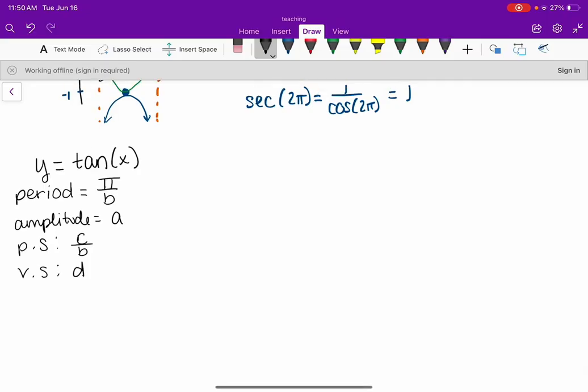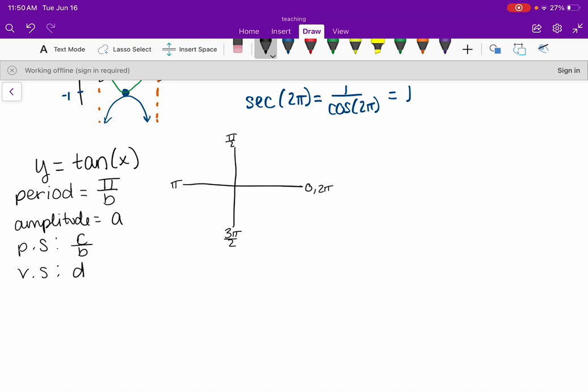And so first, I'm going to graph on our unit circle first. So I have 0, pi over 2, pi, 3 pi over 2. This goes to 2 pi. Okay, remember, tangent is sine over cosine or y over x.